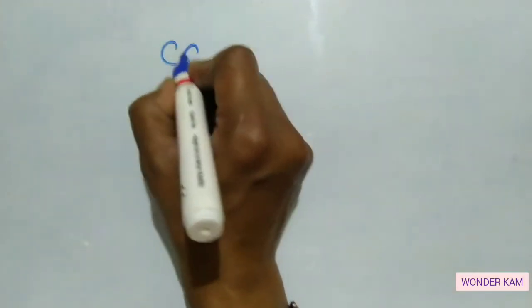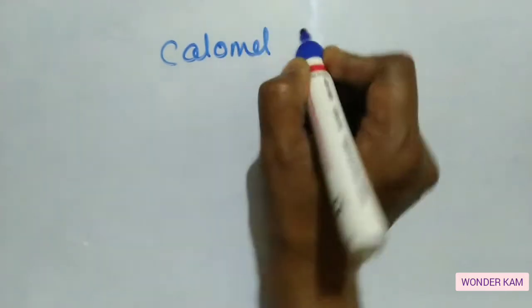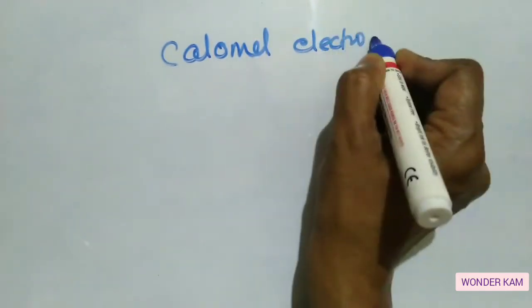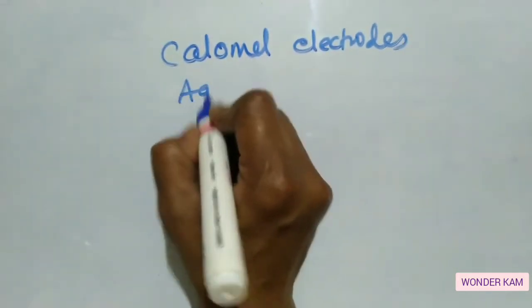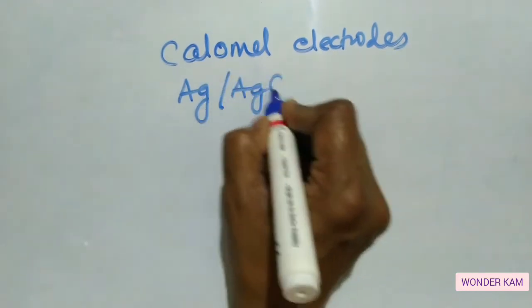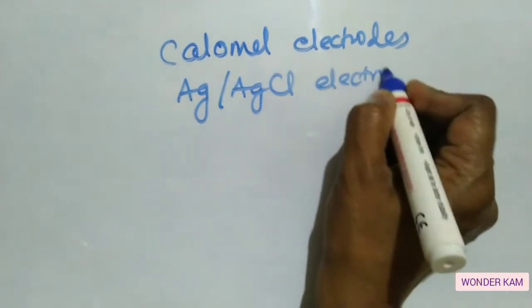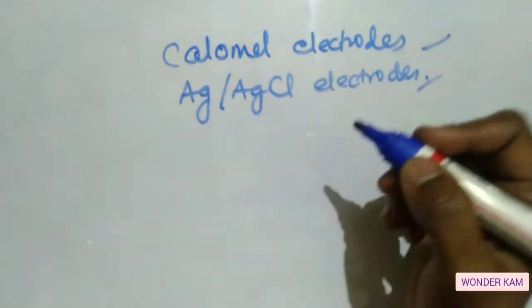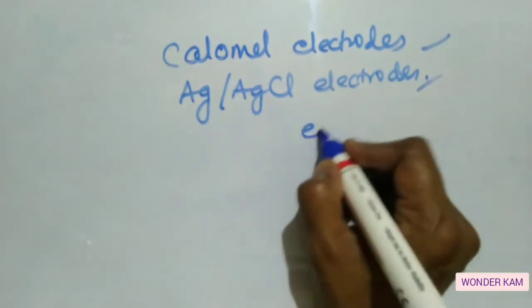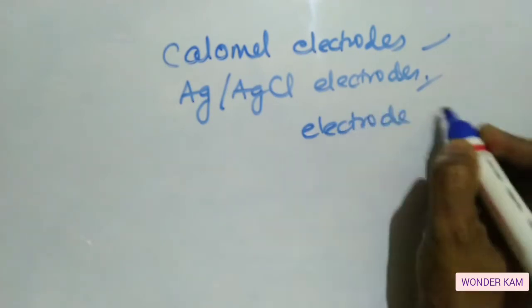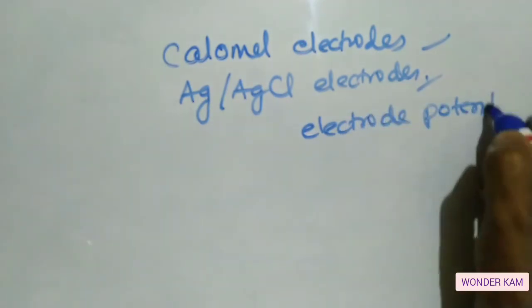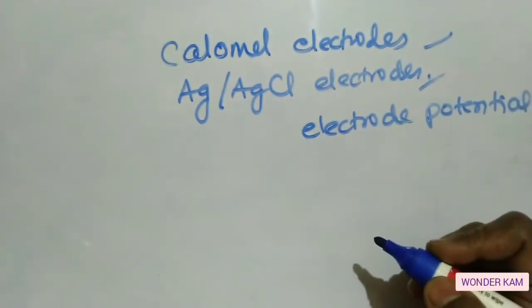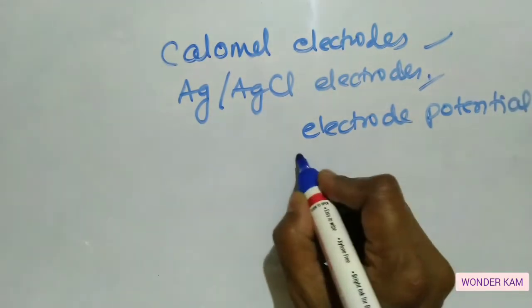The examples of secondary reference electrodes are calomel electrodes and silver chloride electrodes. These electrodes also have a constant and stable electrode potential. We can also say that they have invariant potential.